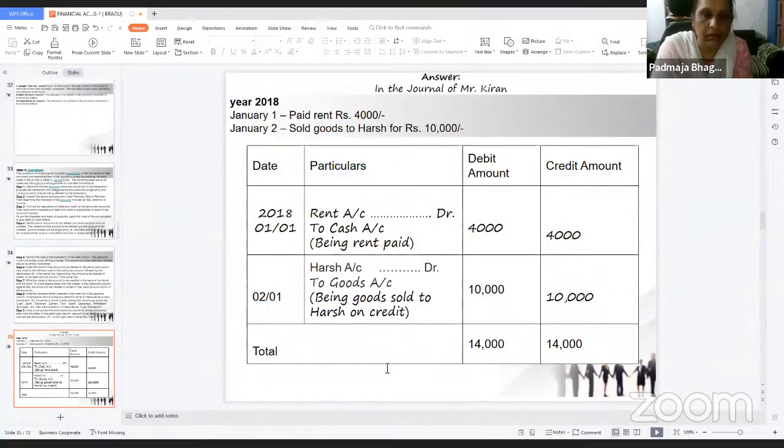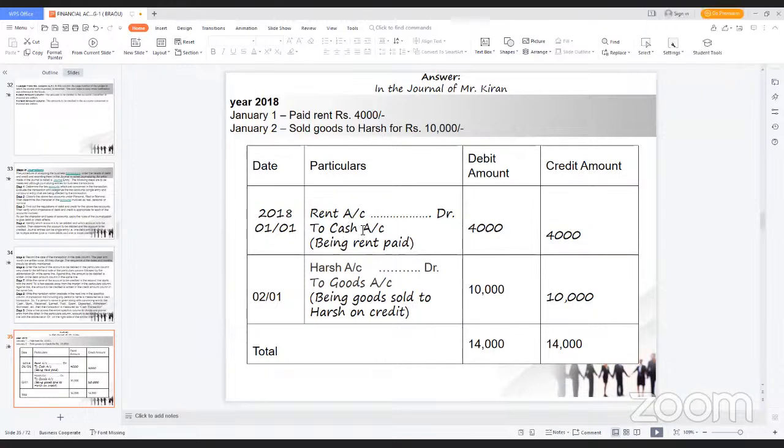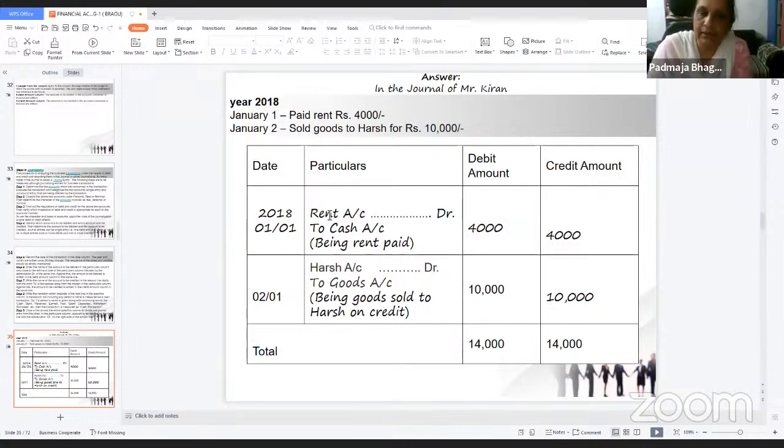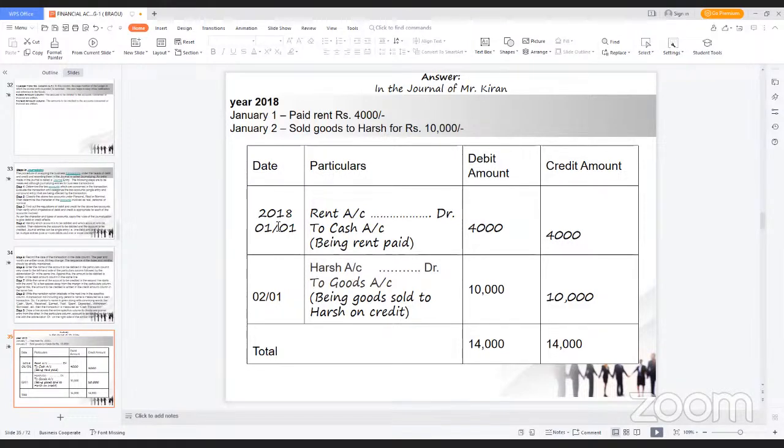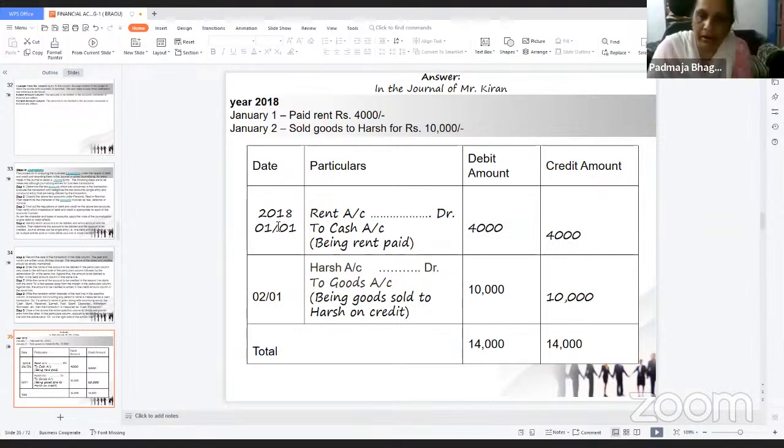See here, paid rent 4,000, sold goods to Harish 10,000. Here, paid rent account Dr. to cash account. See here, the date is mentioned, and the year is also mentioned. In the next entry, I have not mentioned the date and the year. If it is the same month, you need not write the year. If you go to the next month, you mention it again.